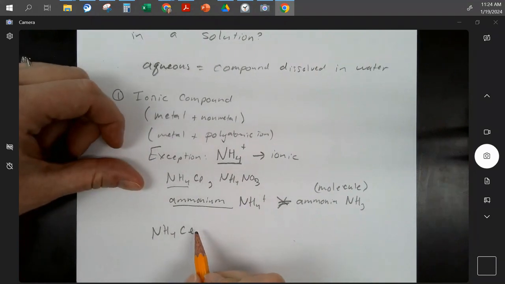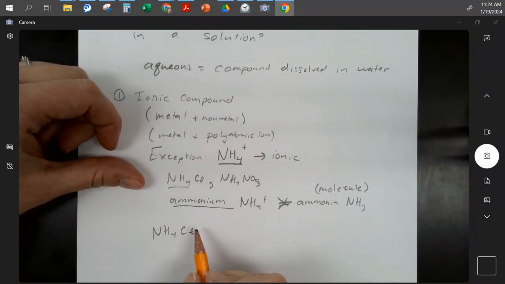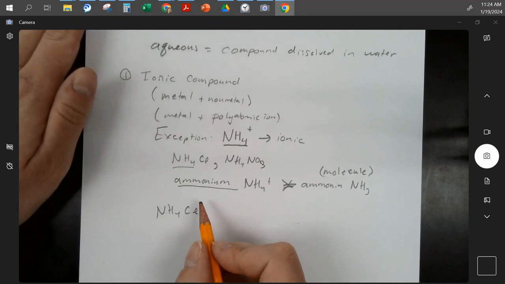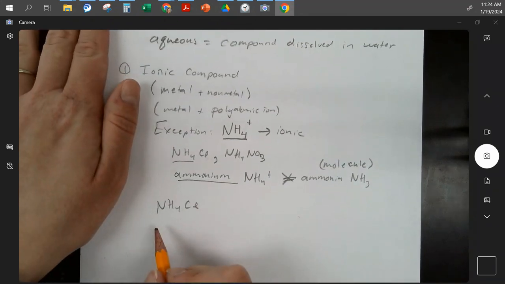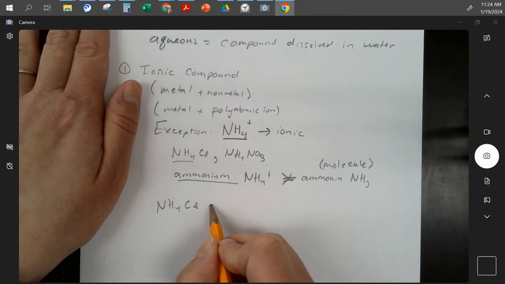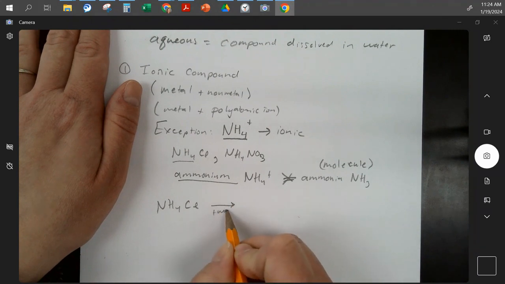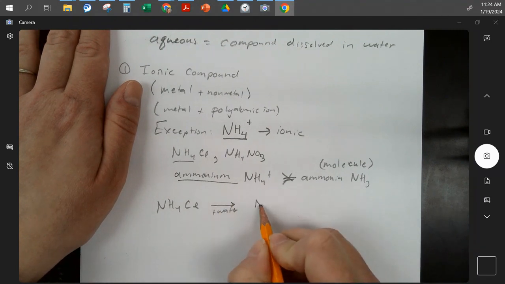Okay, so if it's ionic, it's going to split into its pieces. Do you remember talking about that when we did the equations for lab 4? So we're going to add it to water, and it's going to break into its ions.